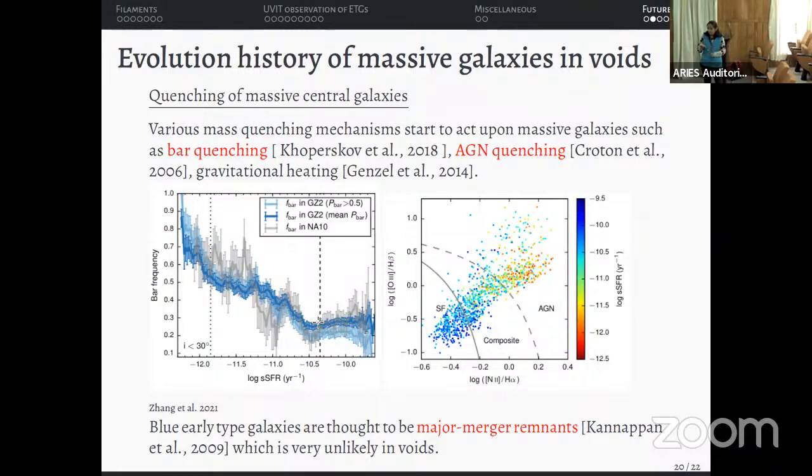Gravitational heating is just when your stellar mass rises. When it increases, it attracts the satellite galaxies inside the halo, and while interacting with the ISM or the circumgalactic medium, there would be some heating. No, no. This is a very general pattern.